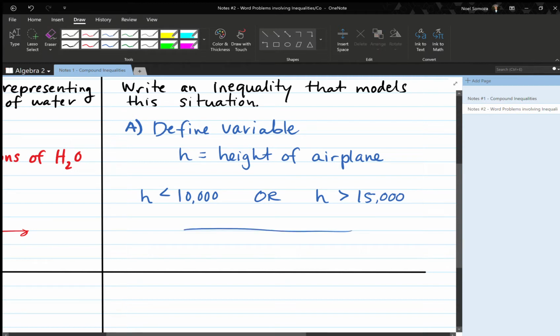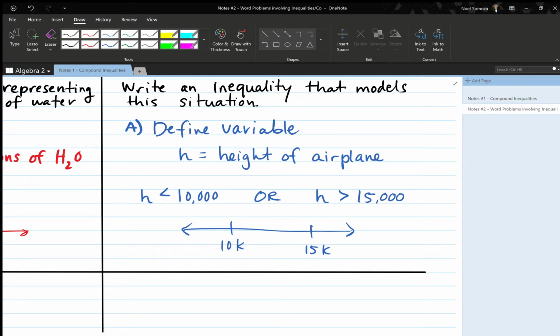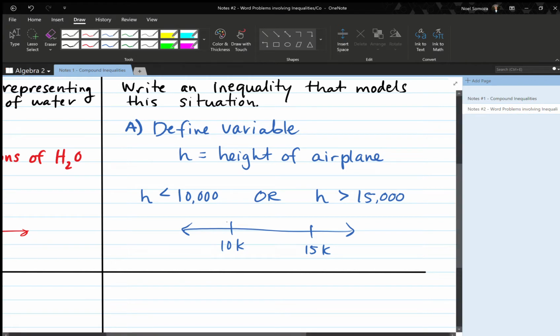Number line. Let's call this 10K, 15K. You forgot it? Okay. All right. All right. So at 10,000, open circle, and I shade to the left. Okay.